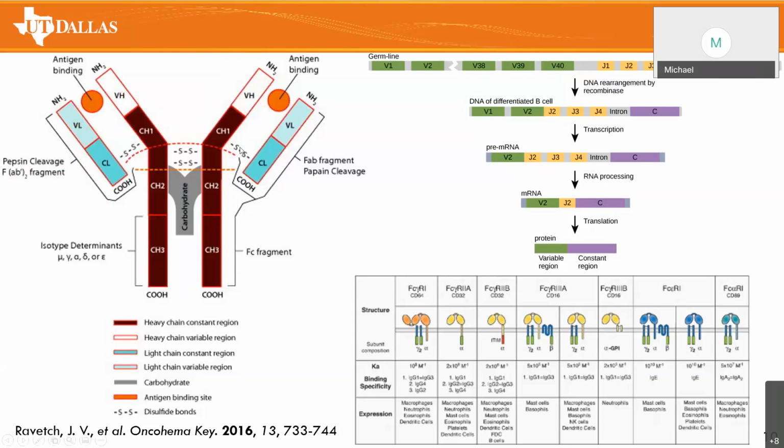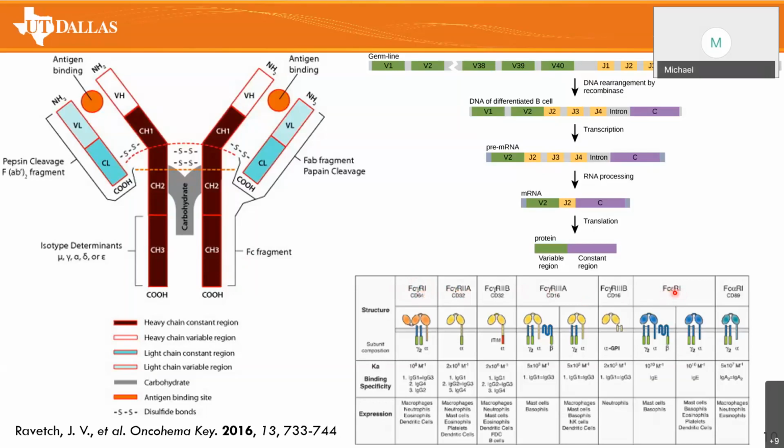And then what we also have is the fragment crystallizable, or Fc region. And this is this area here. This area is very important in being able to bind to Fc receptors. And so there's a bunch of different Fc receptors on different immune cells. You have Fc gamma receptor 1, Fc gamma receptor 2, Fc epsilon receptor 1. And so the gamma means that it binds to IgG1.